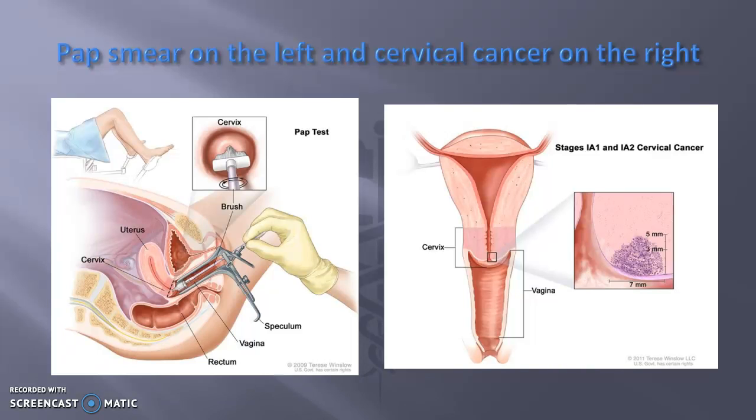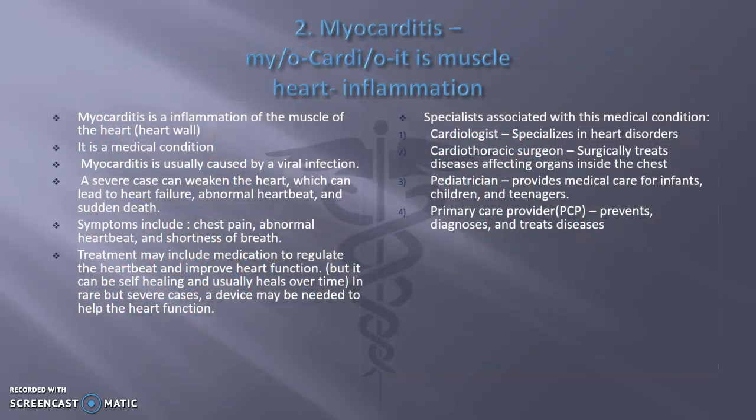So the next one is myocarditis. It is broken down to myo, cardio, and itis. It is a muscle heart inflammation when it is broken down. So myocarditis is an inflammation of the muscle of the heart or the heart wall. It is a medical condition, so it's not a disease, it's a condition.